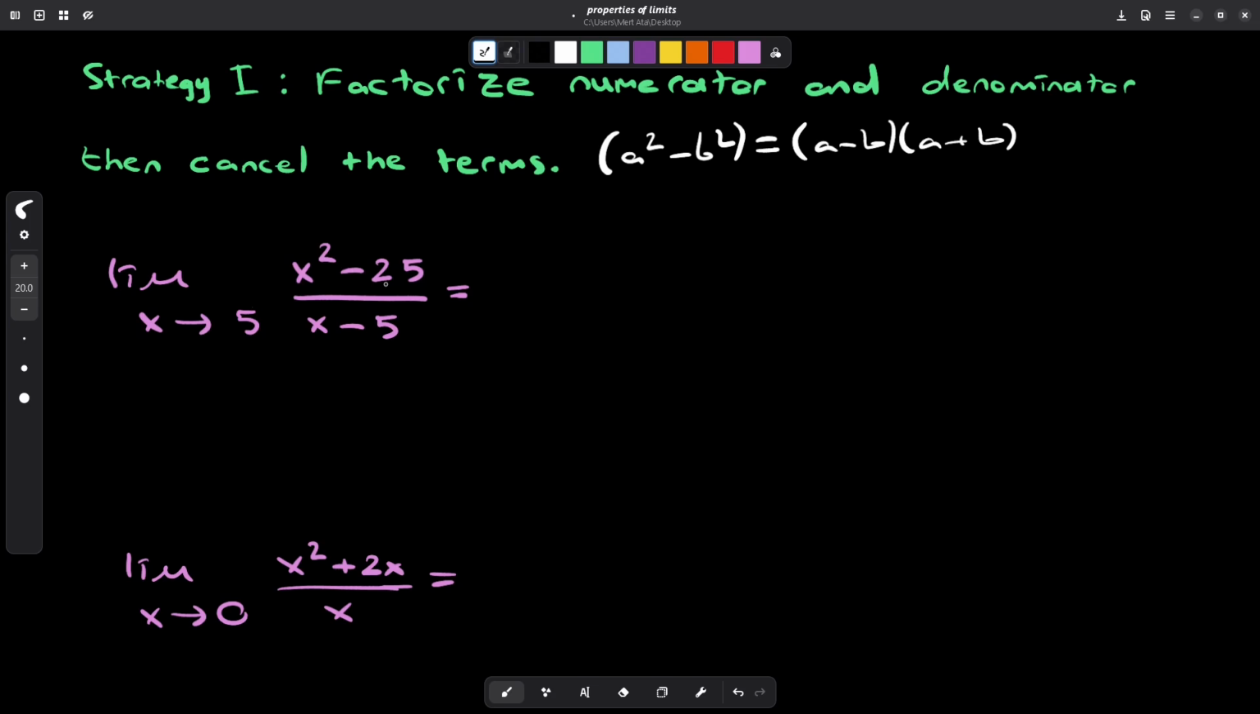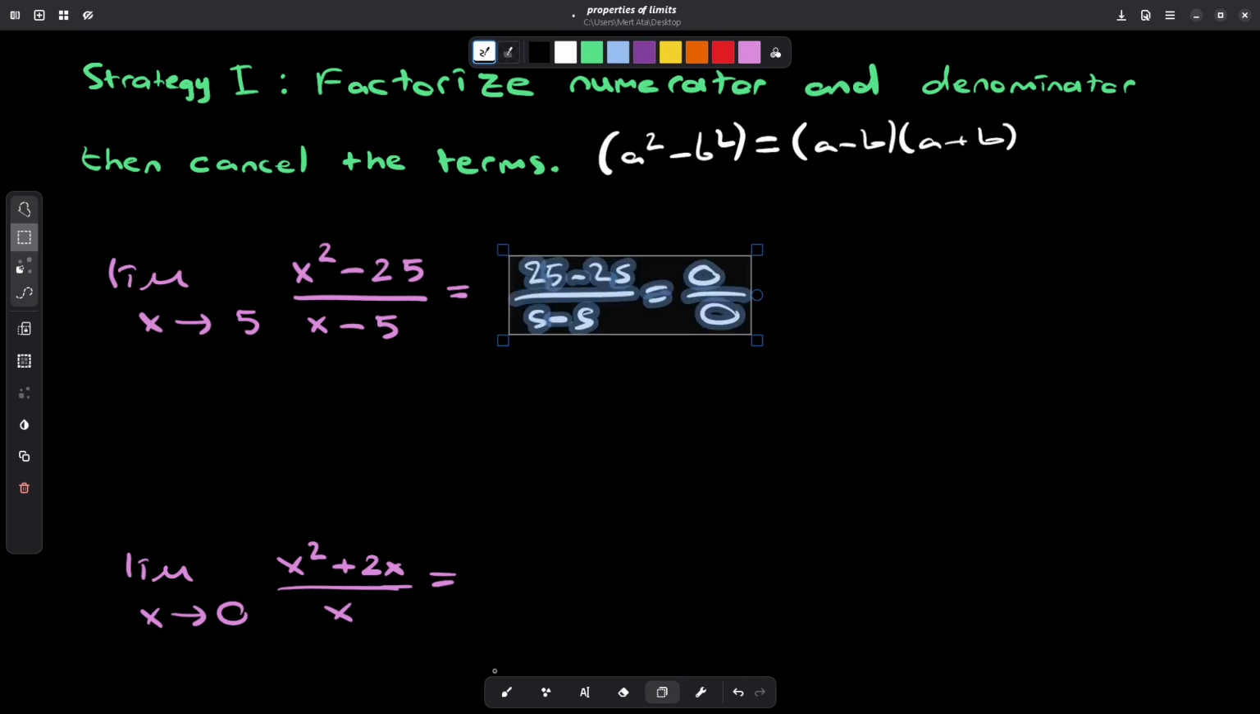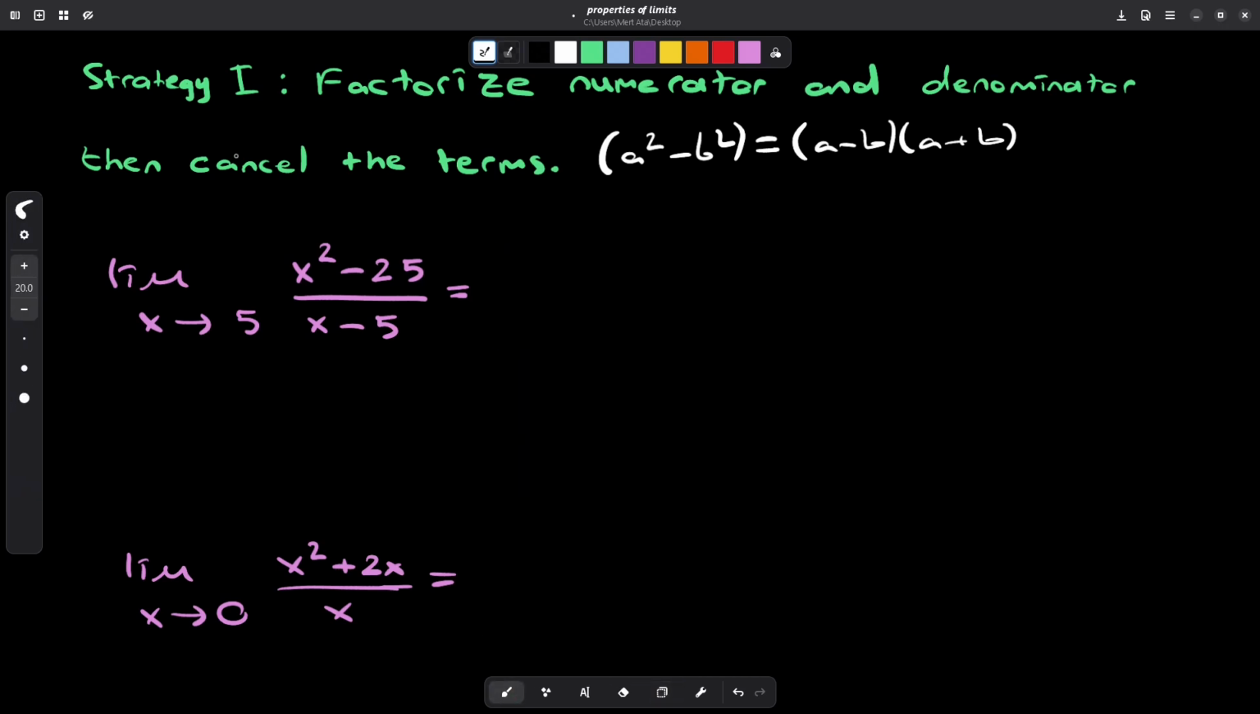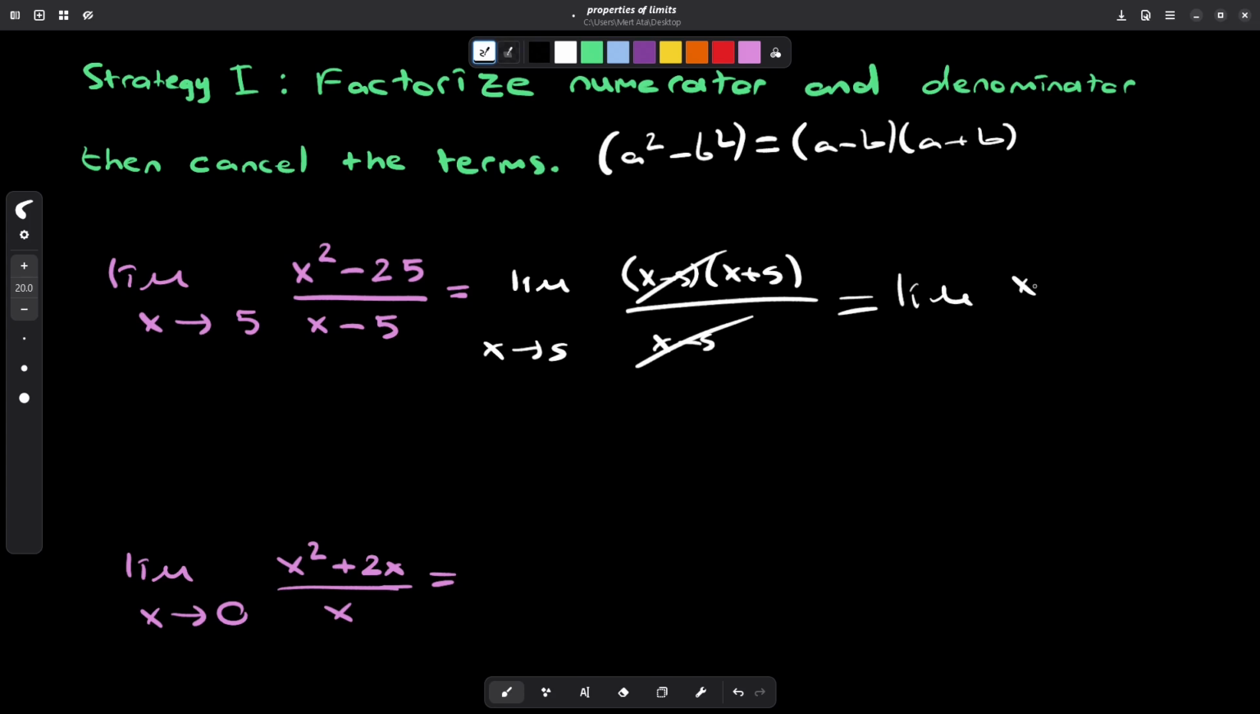First, you will try to plug in, of course, to see if you can use your limit properties. 25 minus 25 over 5 minus 5, 0 over 0. You cannot use the limit property because we are working with an indeterminate form. Then we have to try to use the strategies. Limit of, instead of x squared minus 25, I can write x minus 5 multiplied by x plus 5 over x minus 5 as x approaches 5. I can cancel these two terms. Limit of x plus 5 as x approaches 5. Plug the 5 in now. 5 plus 5 is 10.